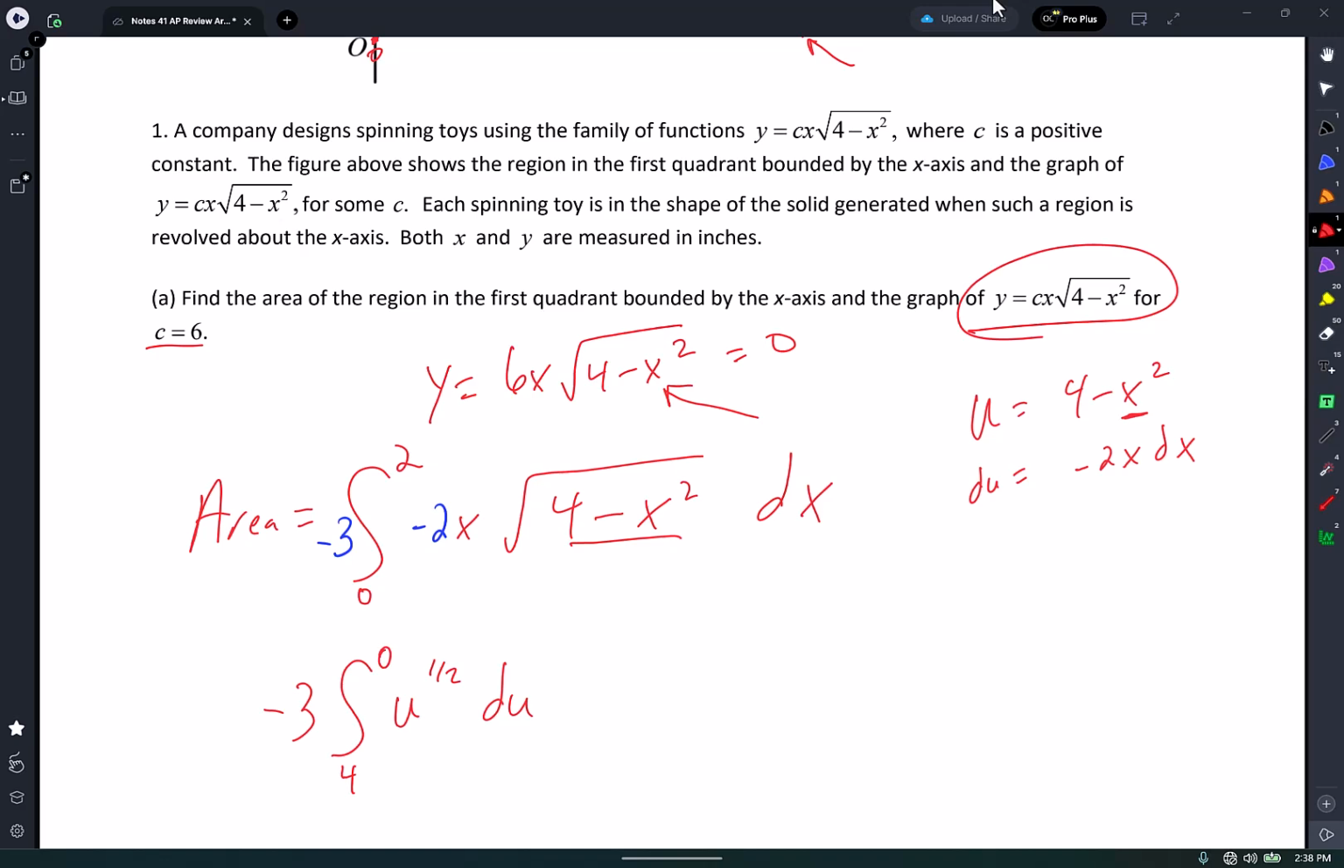This is just begging to flip the limits. Just begging. 3 integral 0 to 4 u to the half. I still haven't done the antiderivative. There it is. What's up? No, you could have left it like that and then just done upper minus lower. But if I flip it, I'm in the right order. My lower limit is a smaller number than my upper limit, and I have a positive number in the front.